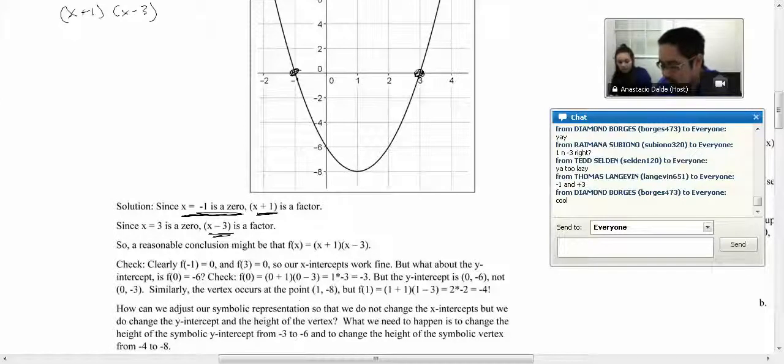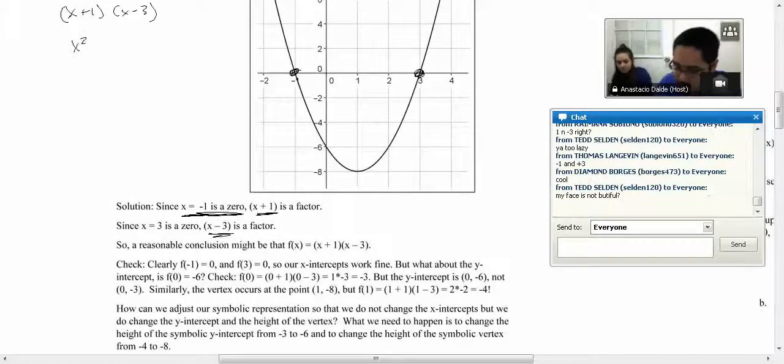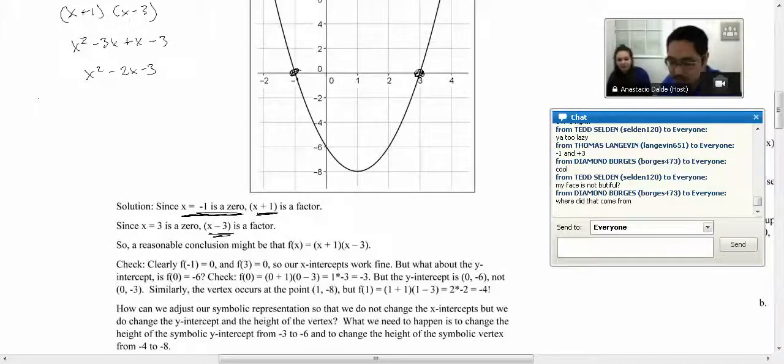Let's take a look at what the vertex of this is going to be. In fact, why don't I put this in standard form real quick, just to make it a little bit easier. X squared minus 3x plus x minus 3. So this is x squared minus 2x minus 3. Everyone understood what I did? Yeah. I just FOILed that sucker.